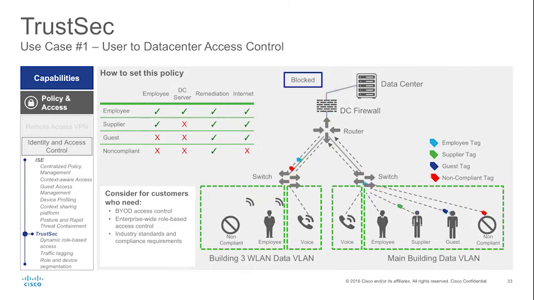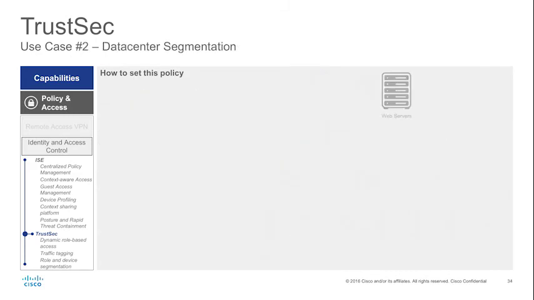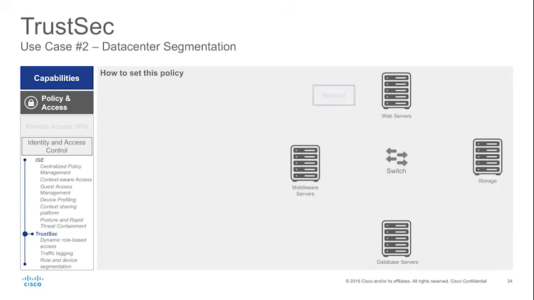In the next use case, we'll see how TrustSec can be used in a data center segmentation scenario. In this setup, customers can limit access based on tags on individual servers.